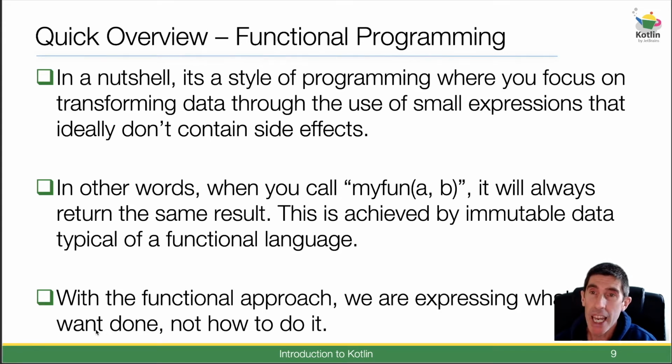So in a nutshell, it's a style of programming where you focus on transforming data through the use of small expressions that ideally don't contain side effects. So in other words, if and when you call a function, in this example, kind of myFun(a, b), it will always return the same result. How that can be achieved is through using immutable data, right? And that is typical of a functional language. With this functional approach, we are expressing what we want done, not how to do it, okay?